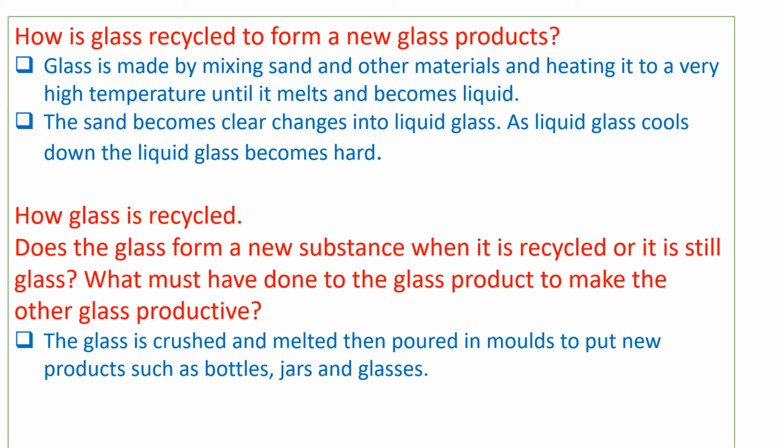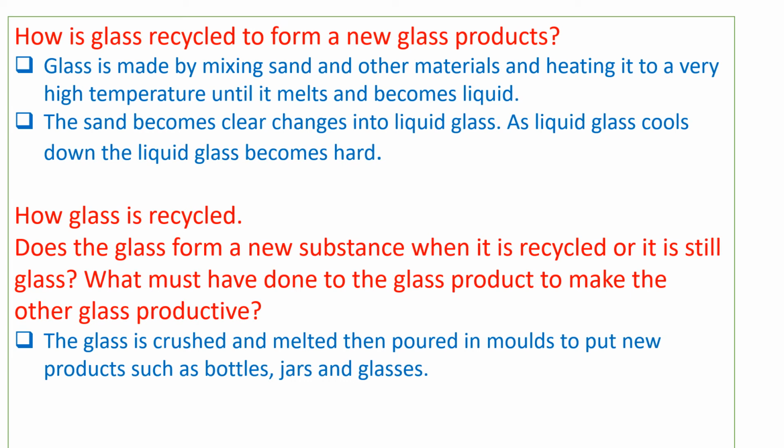How is glass recycled to form new glass products? Glass is made by mixing sand and other materials and heating it to a very high temperature until it melts and becomes liquid. The sand changes into clear liquid glass. As the liquid cools down, the liquid glass becomes hard. So this is the procedure of how glass is recycled and how it forms a new product.